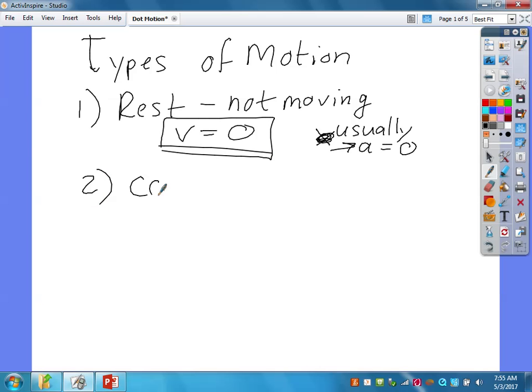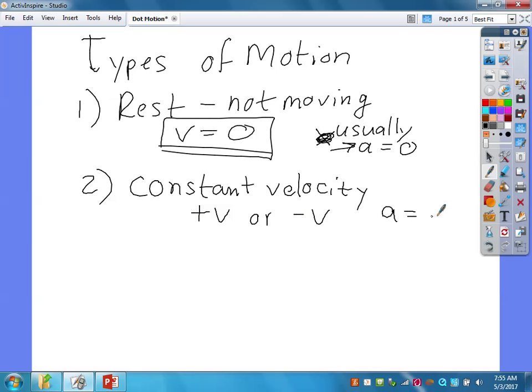The second type of motion, we call constant speed or constant velocity. We usually like to say constant velocity. This means that you will have a positive or negative velocity, and acceleration will definitely be 0. So you have a velocity, but positive or negative just means the direction that it's going. That's all we're looking at. It's constant velocity. 3. For 3, you could be speeding up.